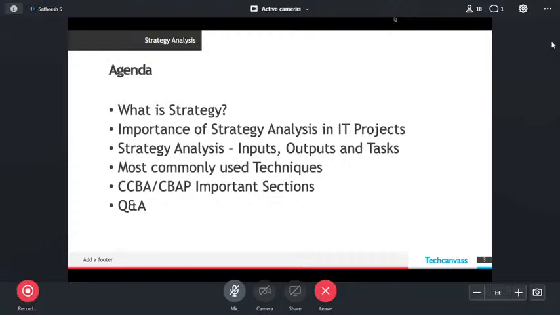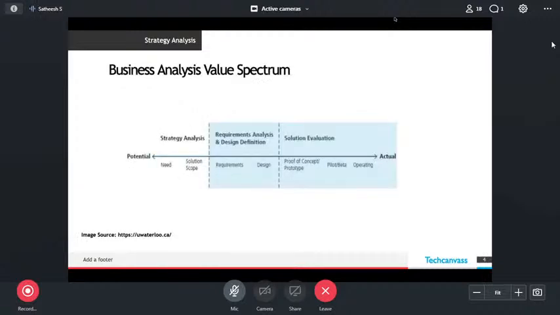And the next thing is we will also be discussing the importance of strategy analysis in IT projects, the input, output, and the tasks, what are the most frequently used techniques, and what are the most important questions from the exam point of view. So let's get started.